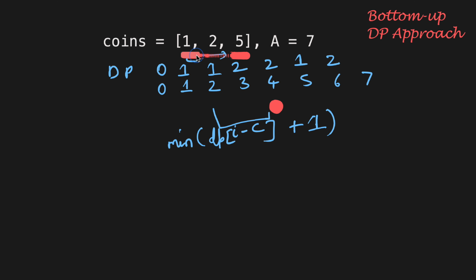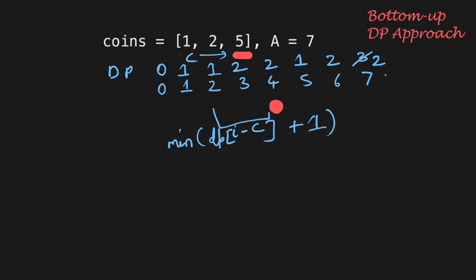Now let's fill in DP of 7, starting with coin 1. So in this case, DP of 7 will be equal to DP of 6 plus 1, which will result in 3. Next we will use coin 2, which gives DP of 7 as DP of 5 plus 1, which is equal to 2. And as this is less than 3, this will be the new minimum. And then we will try out coin 5, which gives DP of 7 as DP of 2 plus 1, which is equal to 2 again. So DP of 7 stays 2.